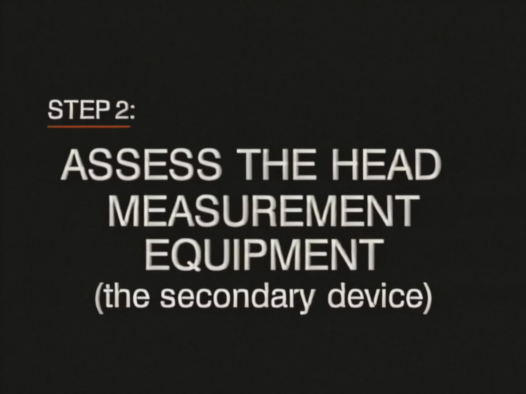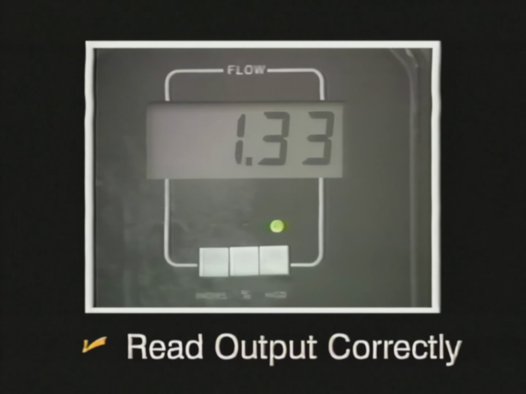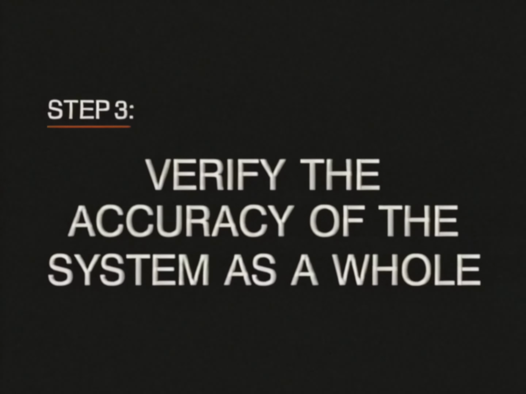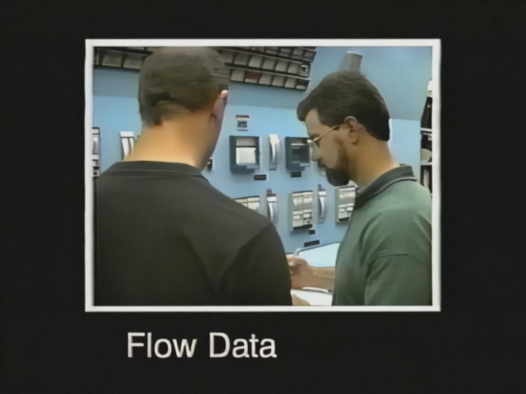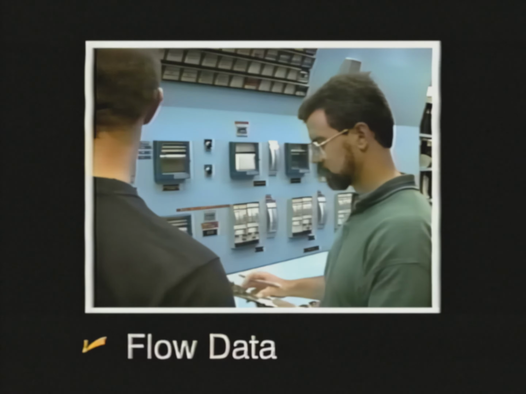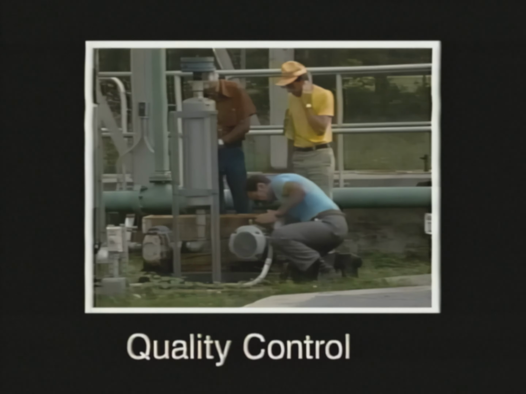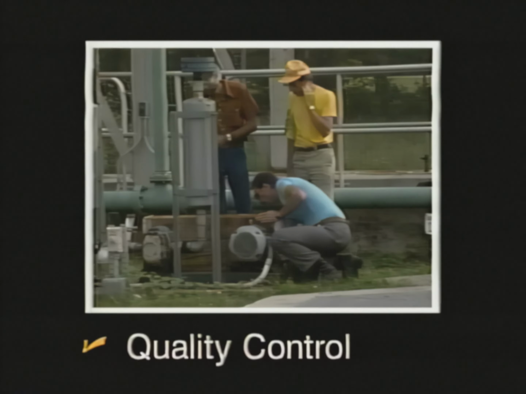Step 2 is an evaluation of the secondary device. Check the location, check maintenance, check calibration, and make sure you read the output correctly. And step 3 is the verification and certification of the system as a whole. Check that your measured flow data agrees with flows measured by the wastewater treatment plant. Check data handling and reporting. And check the permittee's quality control.